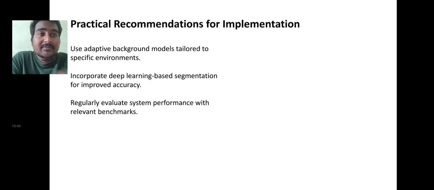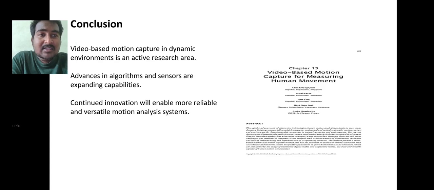Practical recommendations for implementation. Use adaptive background models tailored to specific environments. Incorporate deep learning based segmentation for improved accuracy. Regularly evaluate system performance with relevant benchmarks.